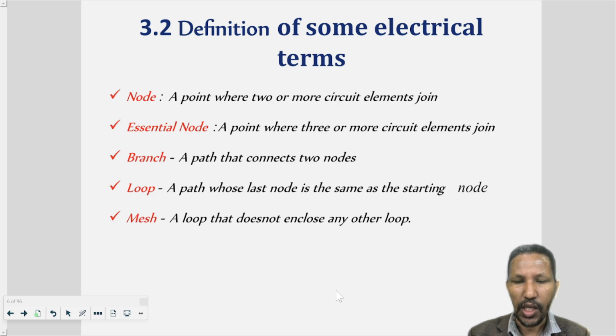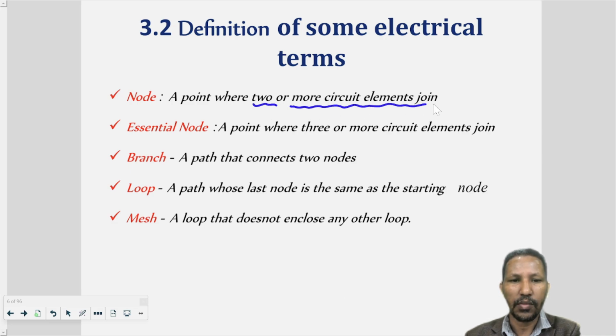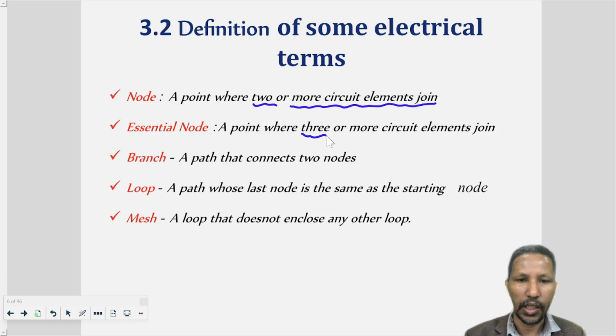The first one is node. This term is very important for node analysis, which is a point where two or more circuit elements join together. We can also consider essential node. The minimum requirement for a node to be an essential node is that three elements are connected together. So an essential node is a point where three or more circuit elements are connected together.